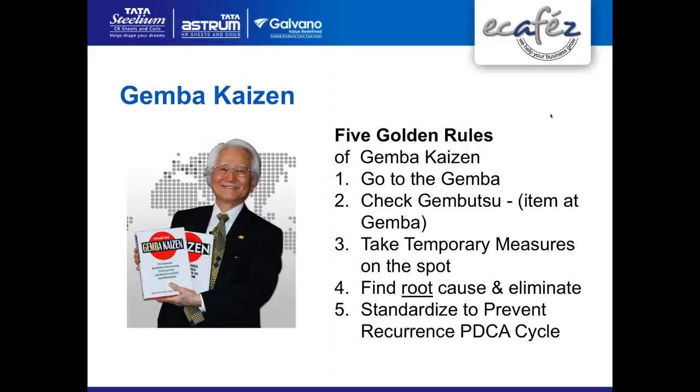Check the Gemba items; the person has to check them at the Gemba to know the problem. Once the problem is known, take temporary measures, just like first aid, immediately. Then later, you must do a detailed study to find the root cause and eliminate it. Finally, once it is eliminated, standardize to prevent recurrence of the problem. So PDCA, plan, do, check, act, is the four-step journey for making improvement.